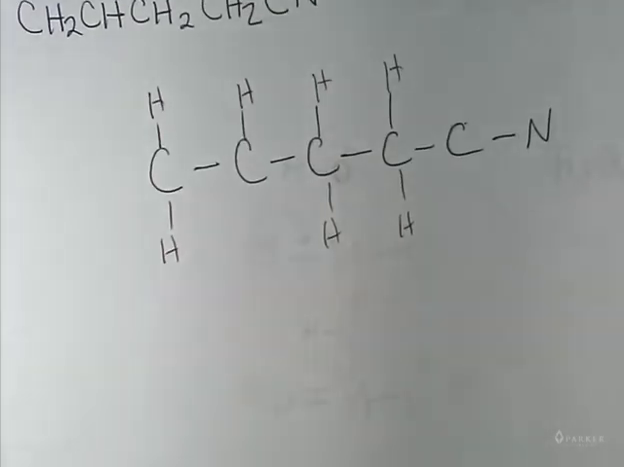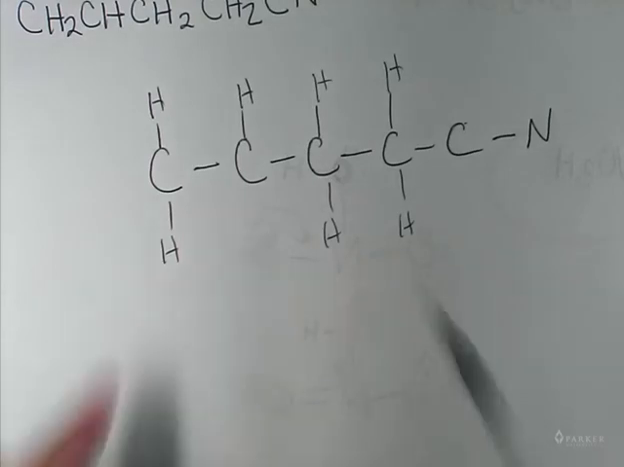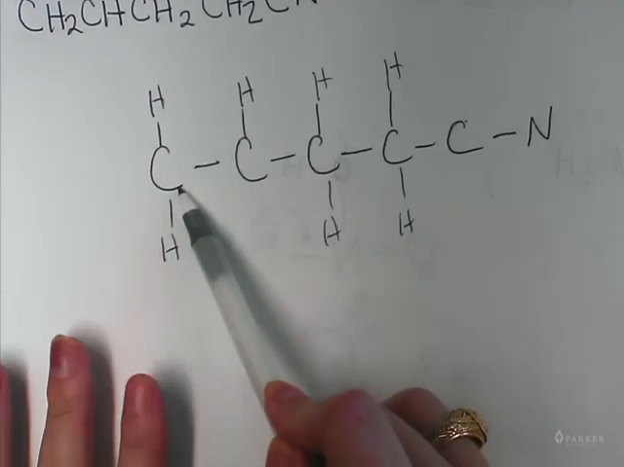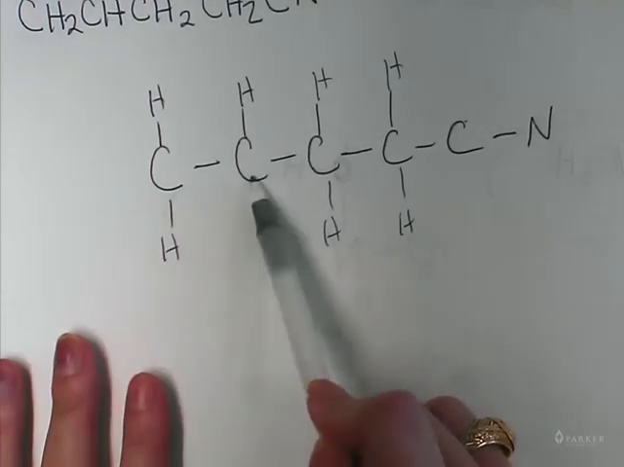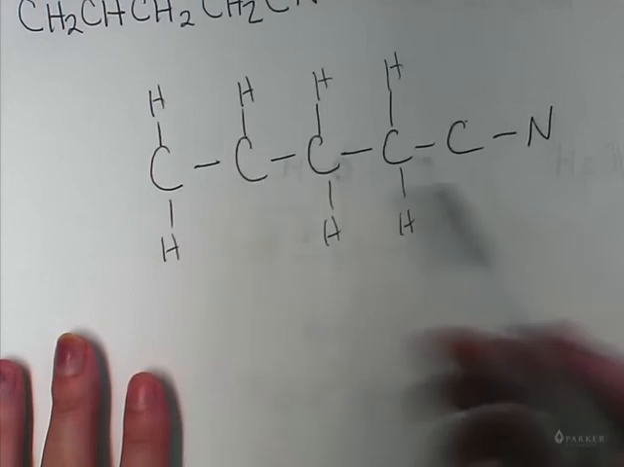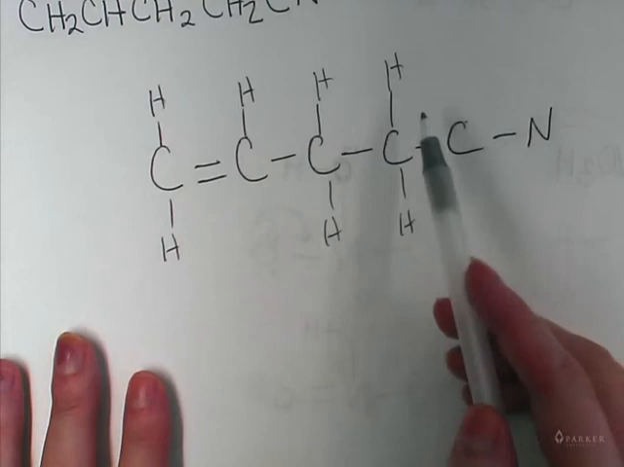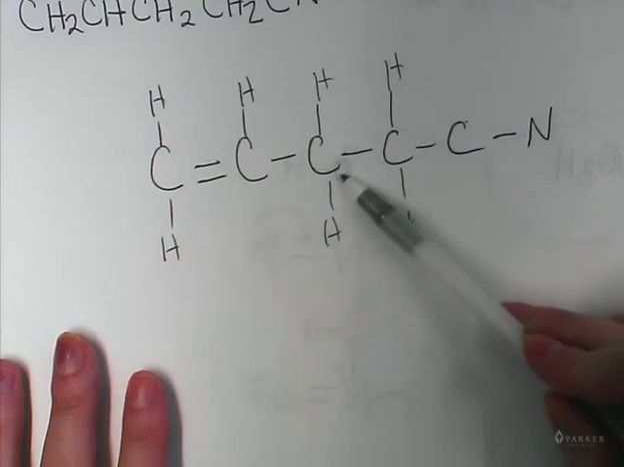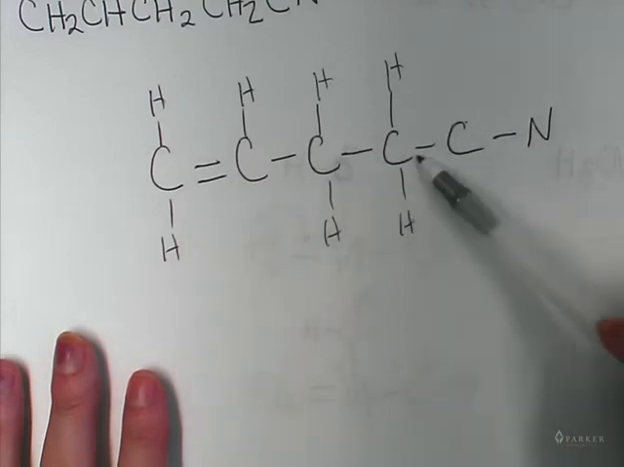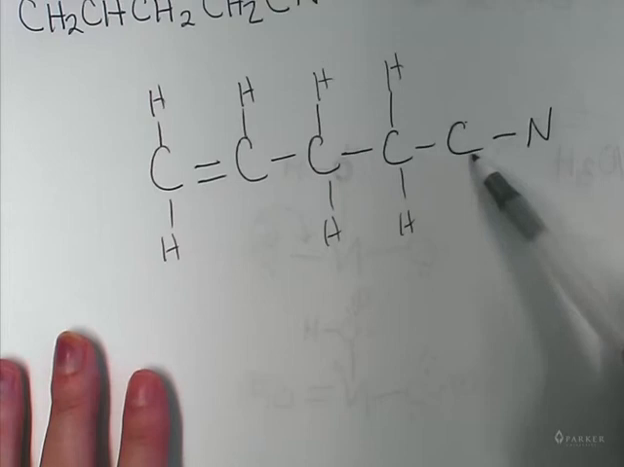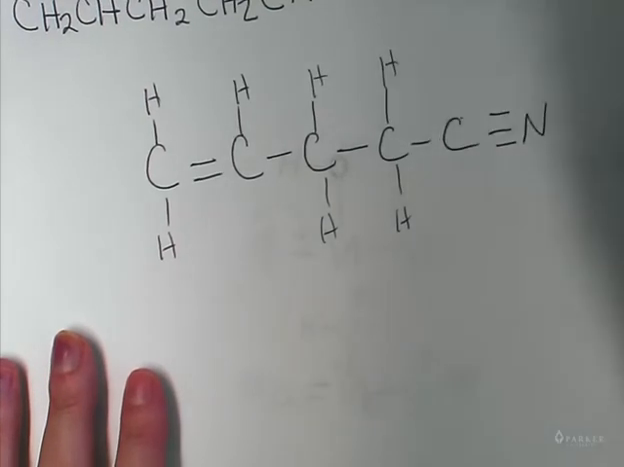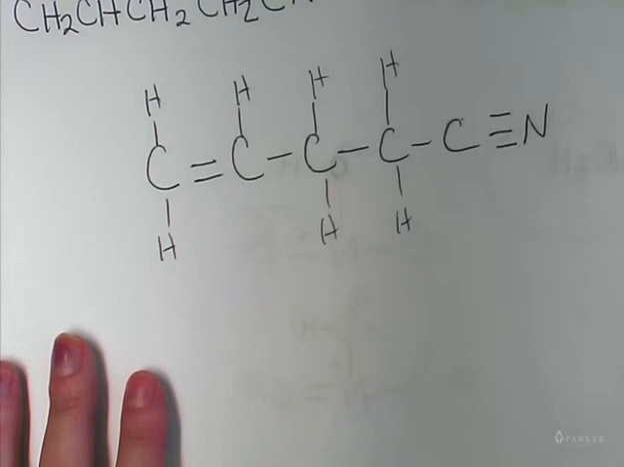What's the magic number for carbon? 4. Is this one happy? No. The one next to it? No. So what do we put there? Double bond. What about this one? That one's good. This one? Yes. That one? No. What do you need? A triple bond. And then nitrogen, does it need anything else? A lone pair.